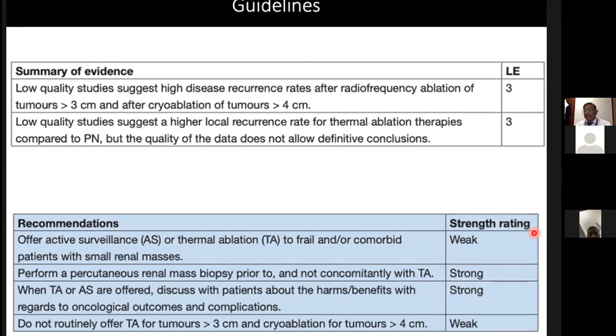So my time is over, so I'll stop at this point. And I'll see if there are any questions or comments. Well, systemic nephro, I don't know what that means.